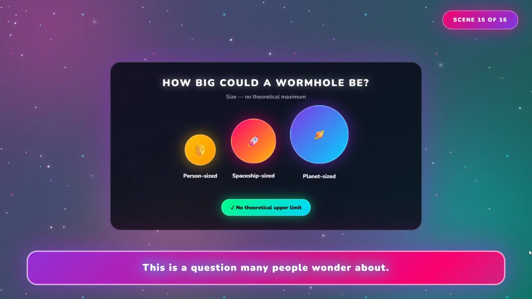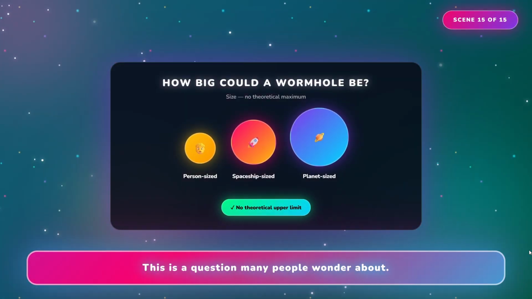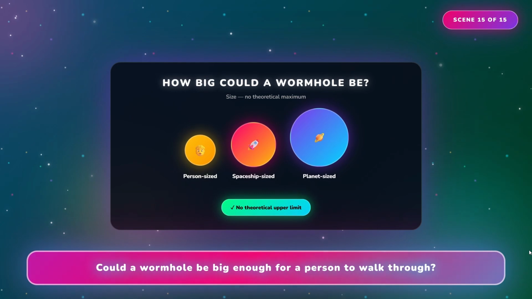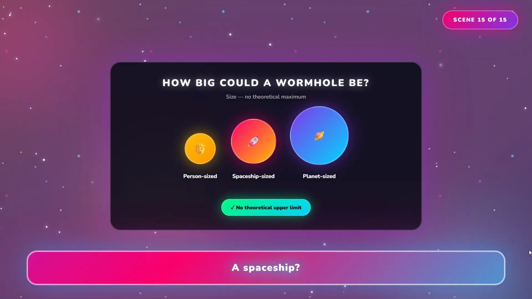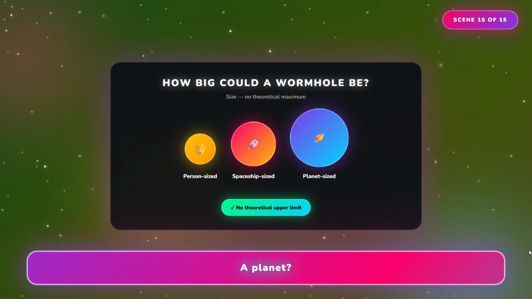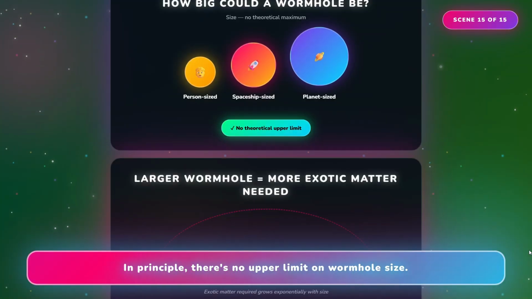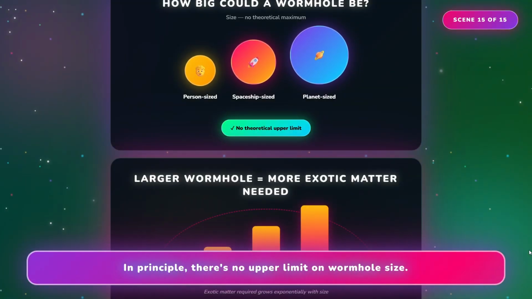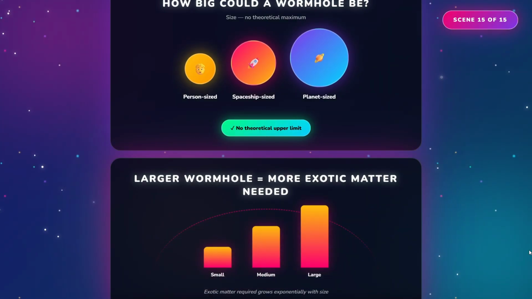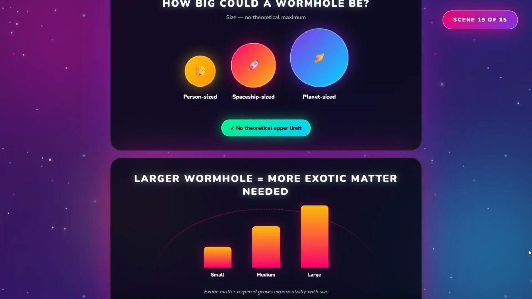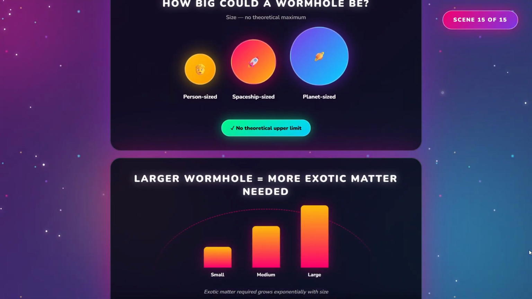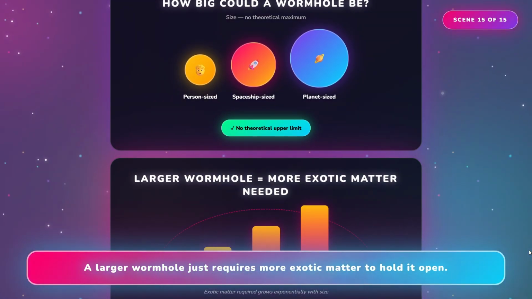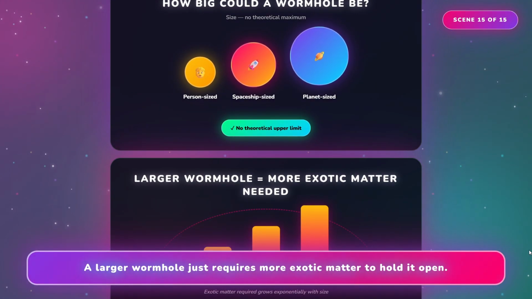This is a question many people wonder about. Could a wormhole be big enough for a person to walk through? A spaceship? A planet? In principle, there's no upper limit on wormhole size. The equations work for any scale. A larger wormhole just requires more exotic matter to hold it open.